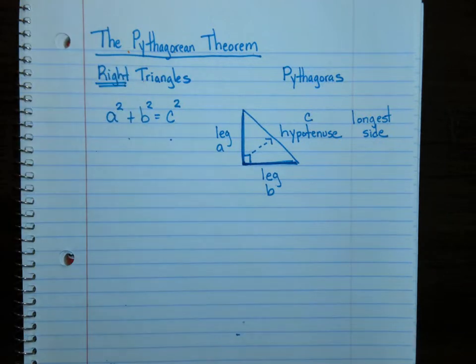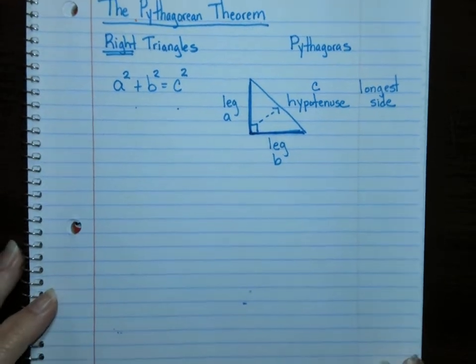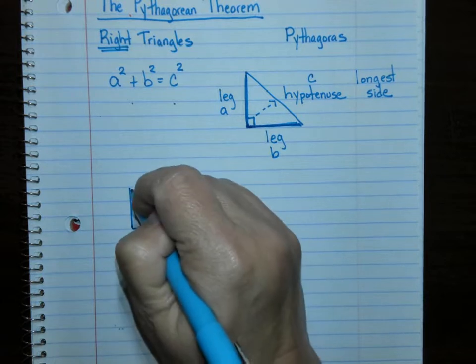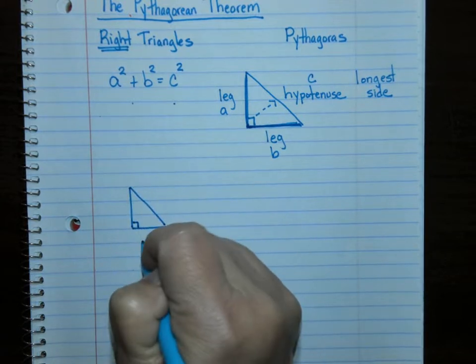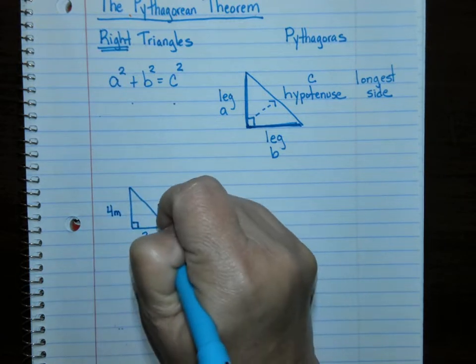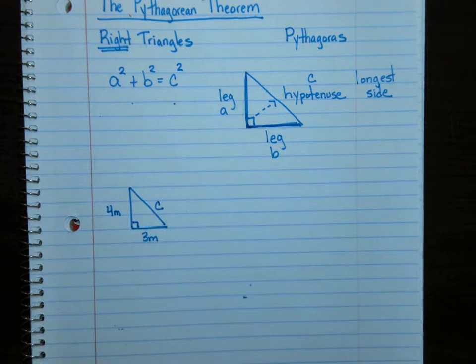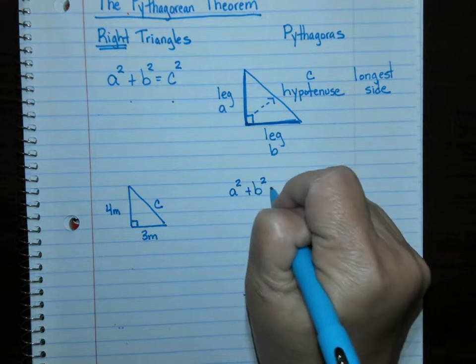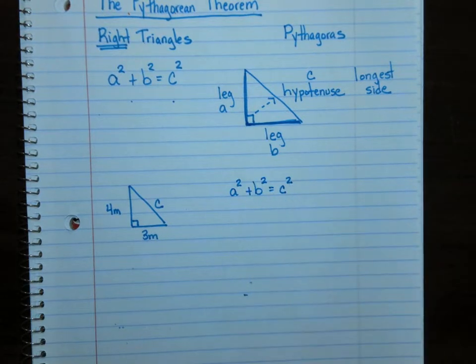Alright, that's the hardest part right there, just knowing what everything is and where it goes. Alright, so now let's do some examples. Suppose I have a right triangle, and this leg is 3 meters, and this leg is 4 meters, and we want to find c, the hypotenuse. So we write down a squared plus b squared equals c squared, the Pythagorean theorem.